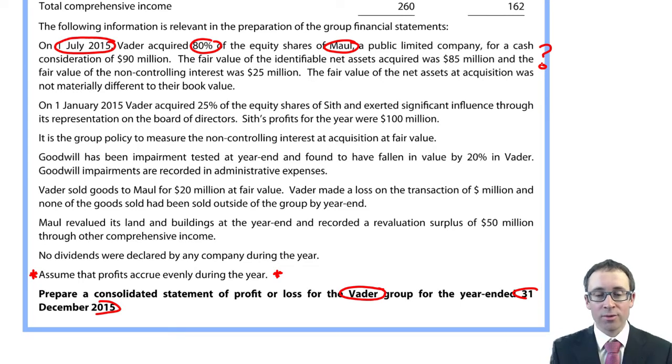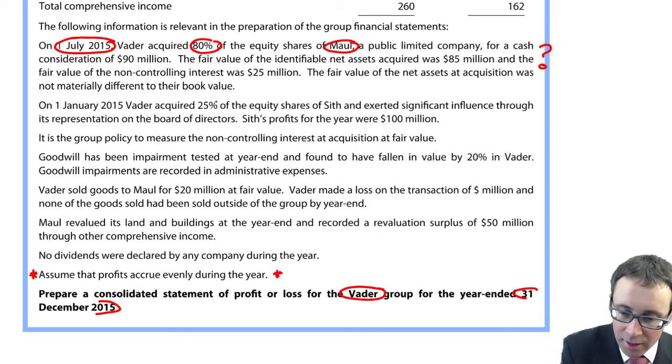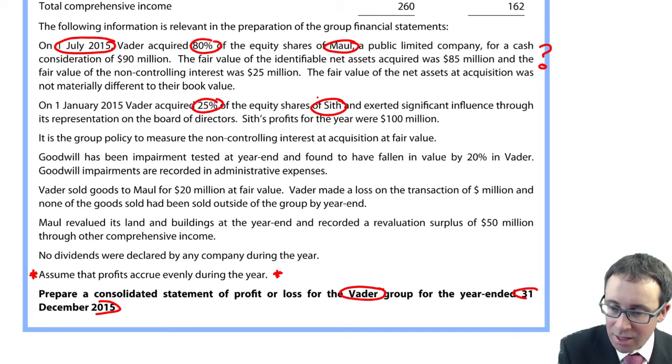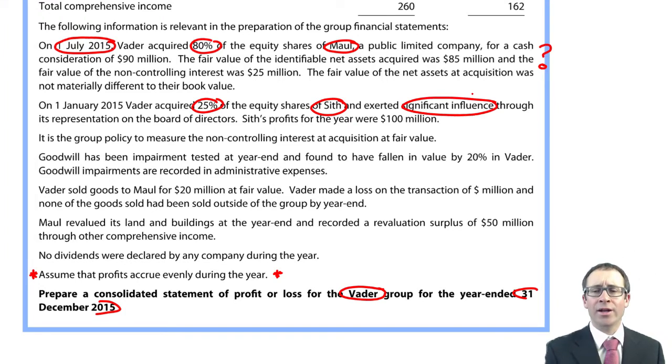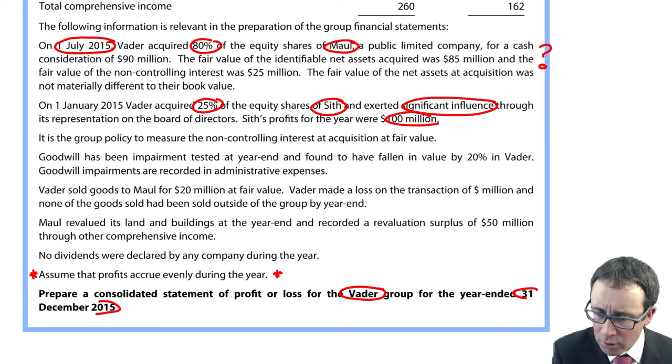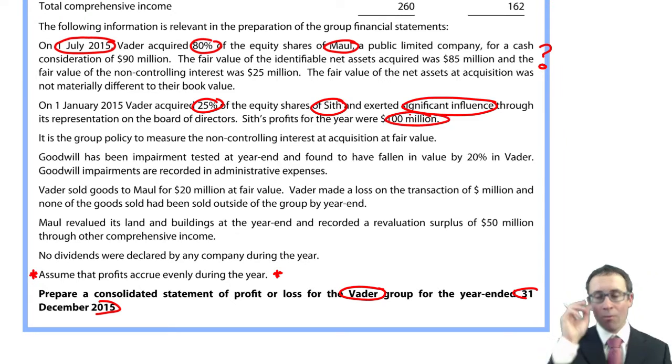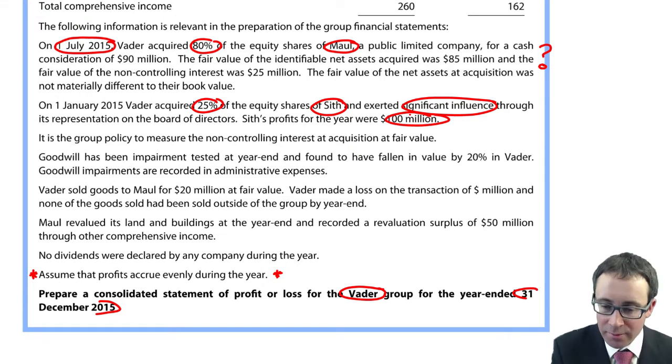It says on the 1st of January 2015, start of the year, no mid-year acquisition, Vader acquired 20% of SIF and exerted significant influence. So we therefore have an associate. Okay. The profits for the year were 100 million. We will equity account for that 100 million. We're then told it's group policy to measure the non-controlling interest at fair value.